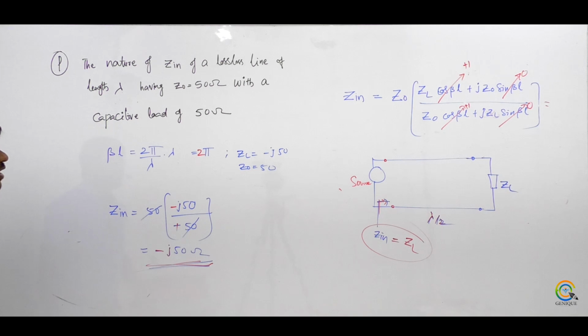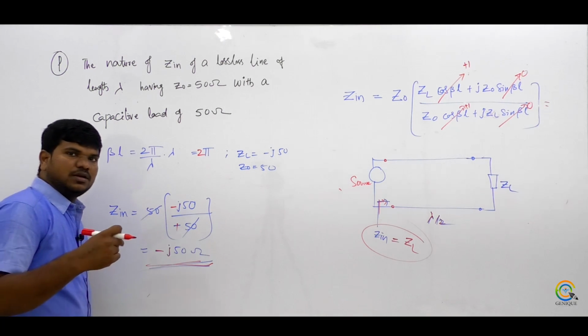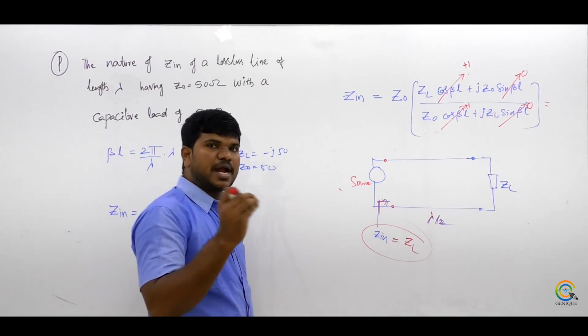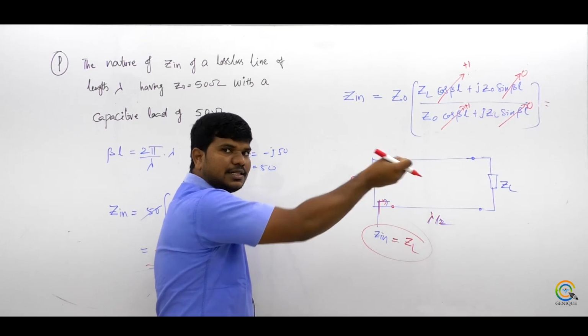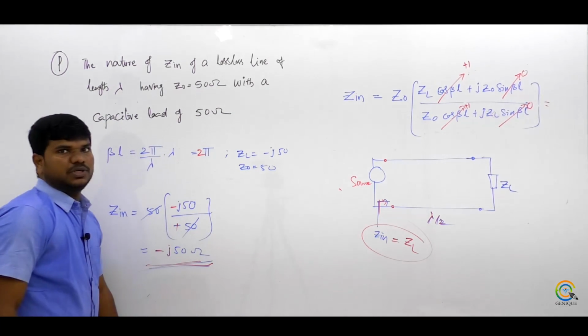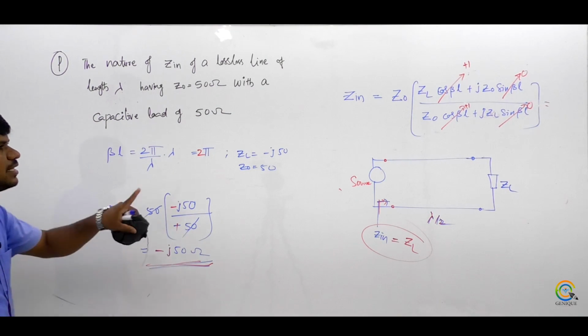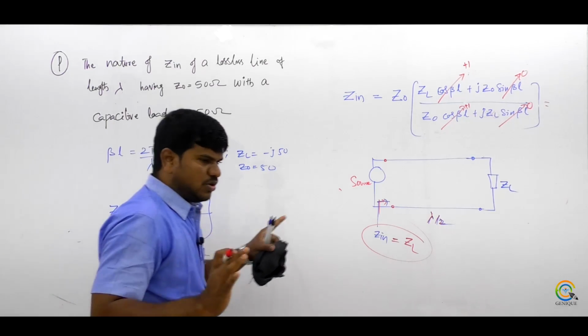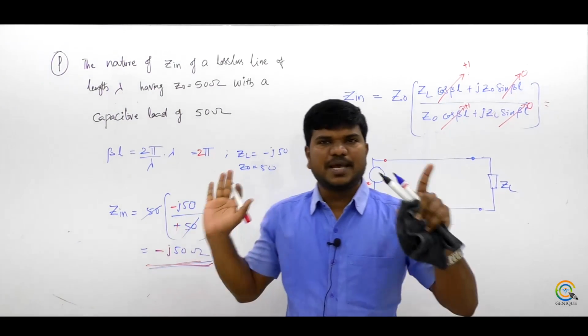Okay, so for a lambda line or a lambda by 2 line, what are we getting? We are getting the same kind of thing: whatever you are taking at the load, you are getting at the input. So these are the things you have to notice mainly. So mainly we will focus on the basics.